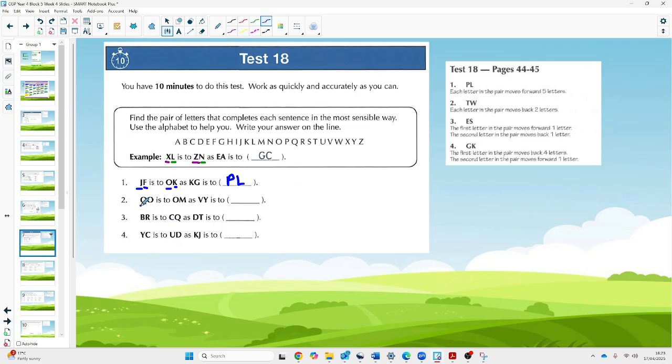Question 2. So again, we're going to go from Q to O. And that's backwards 2. So V back 2 gives me a T as my first letter. And then we're going to go O to M. That's also backwards 2.